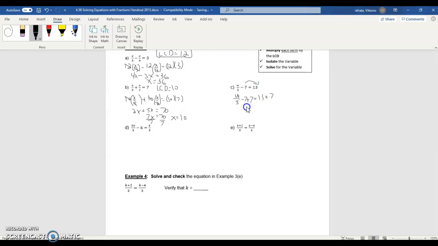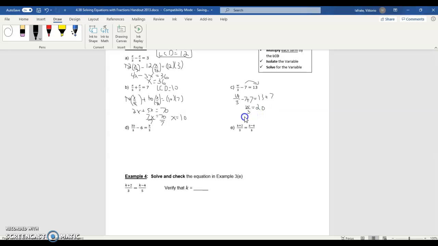And so minus 7 plus 7 is 0, so w over 3 is going to be 20. And then you can get rid of your denominator by multiplying everything by the lowest common denominator, or using the inverse operations technique. Our lowest common denominator in this case is 3. There's only one denominator there, so 3 is going to be that.